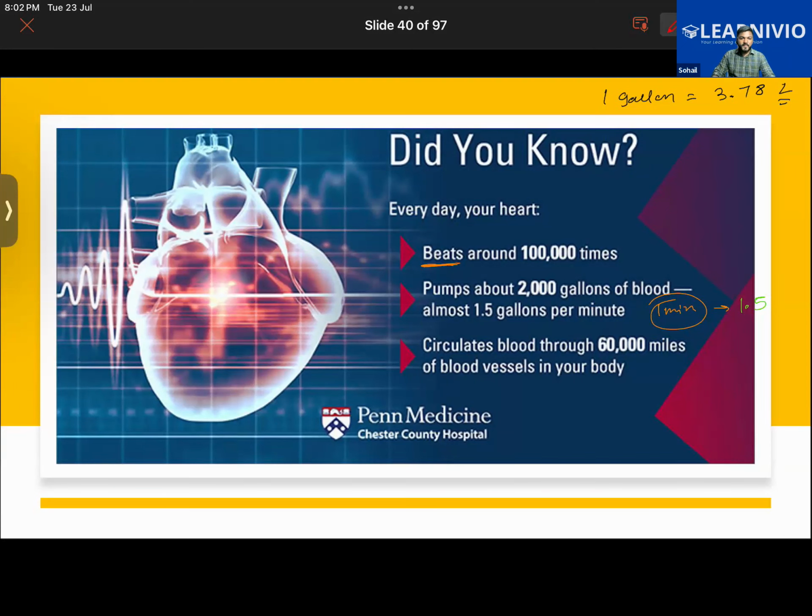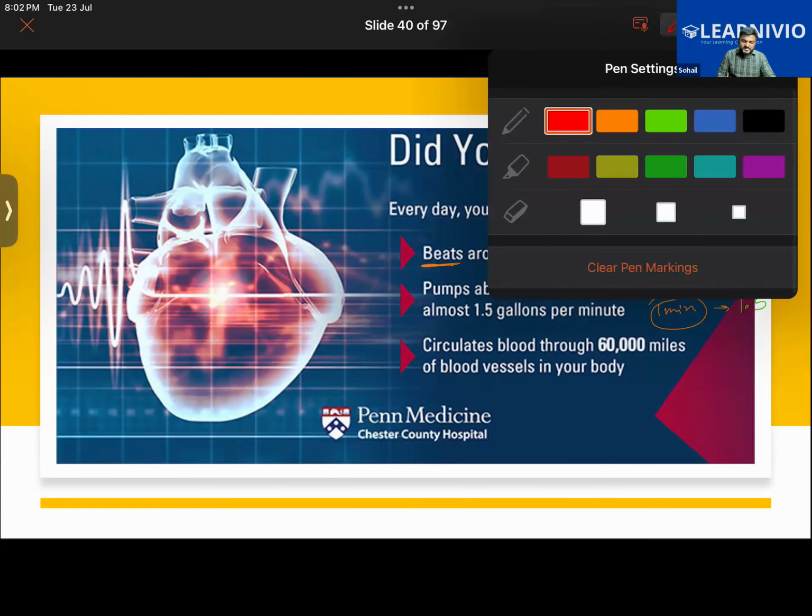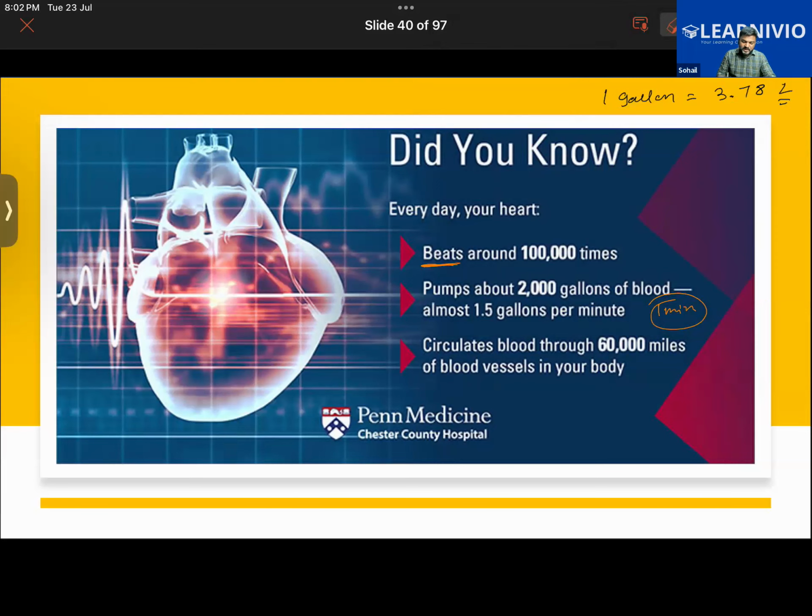Sir? Yeah. It's 5.67. Not 6.7, okay? After the decimal, it is read individually. So that is 5.67 liters of blood in just 1 minute. Got this, guys? So that's another interesting thing.